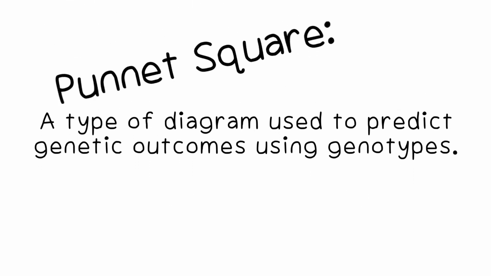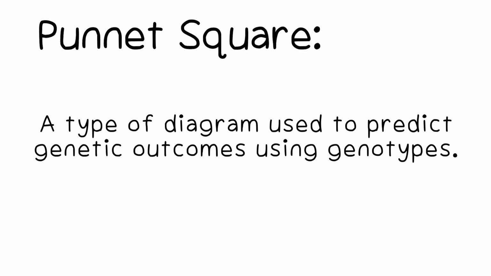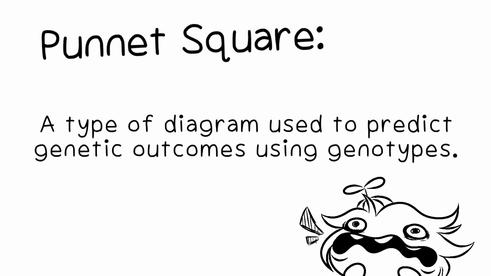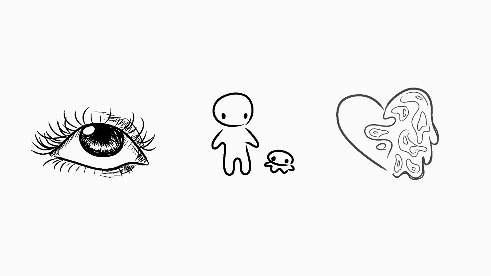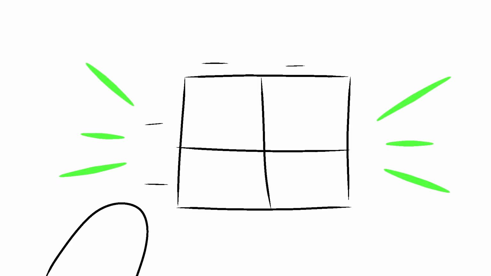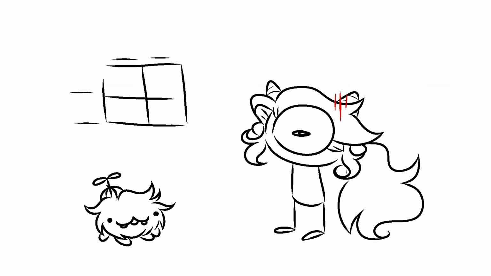It says Punnett squares are a type of diagram used to predict genetic outcomes using genotypes. Well, what the fuck's a genotype? I mean, I don't know what that is. Oh yeah, right. I forgot to explain that. Genotypes are a combination of genes that determine certain traits, like say eye color, height, the chance to get a certain disability, etc. Alright, and how do these squares work? They aren't actual squares, it's a diagram.